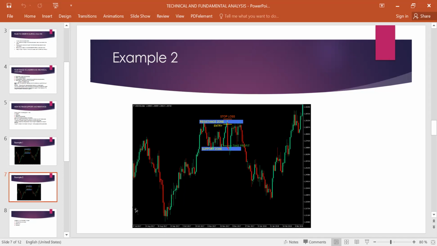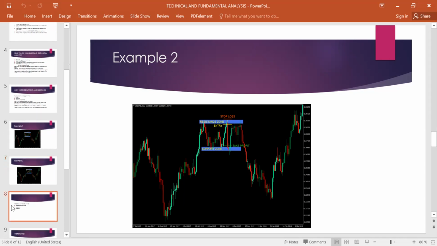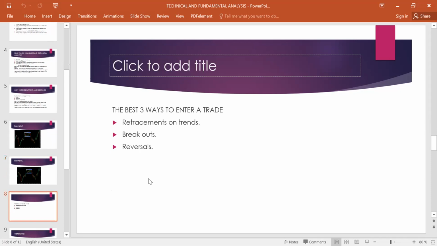So this is what we call a retracement. On an uptrend, the sellers try to put in too much pressure, but they don't manage to take over the buyers' strength. So the market continues with an uptrend. Okay. So the best three ways to enter a trade are on retracements, on trends, and on breakouts and reversals.